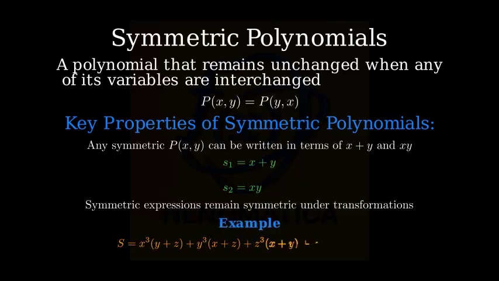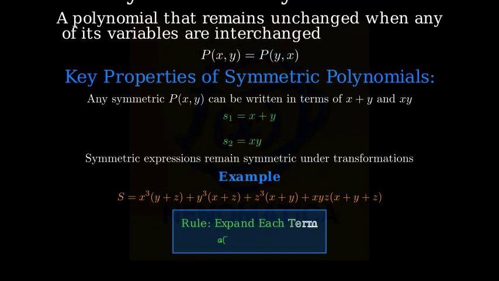We're given the expression s equals x cubed times quantity y plus z, plus y cubed times quantity x plus z, plus z cubed times quantity x plus y, plus x times y times z times quantity x plus y plus z. Let's express this in terms of elementary symmetric polynomials. Let's start by regrouping the terms.